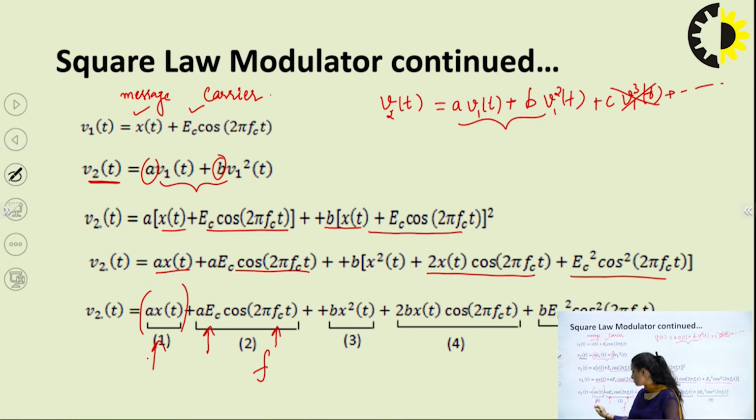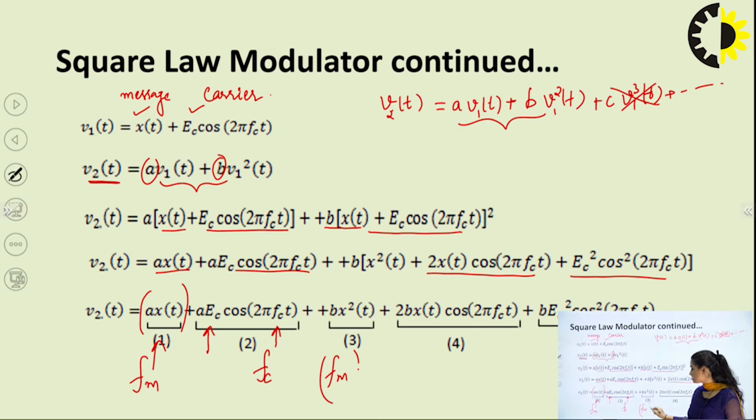Here what is the frequency component? FM. Here the frequency component is FC. Here, if I expand this, this will be square of my frequency term FM. So from here, I can say it has FM frequency. Let's not talk about this. So here, I can see it has FM term as well as FC term. Here my F square of FC term.